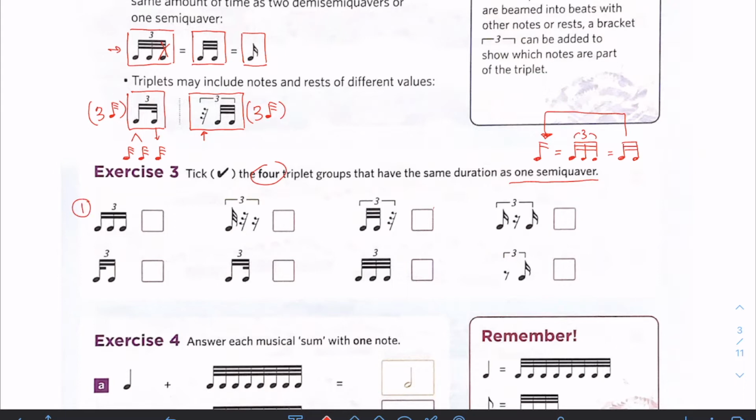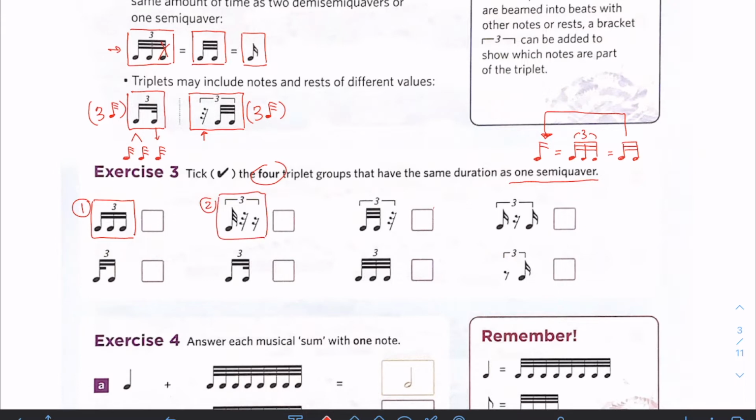Let's call it number 1. Here we have a triplet of 3 semiquavers, which is not the correct answer because we are looking for a triplet with 3 demisemiquavers.